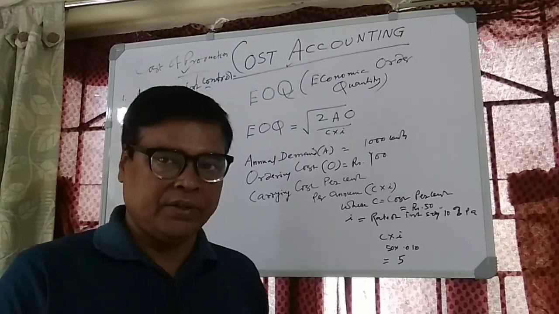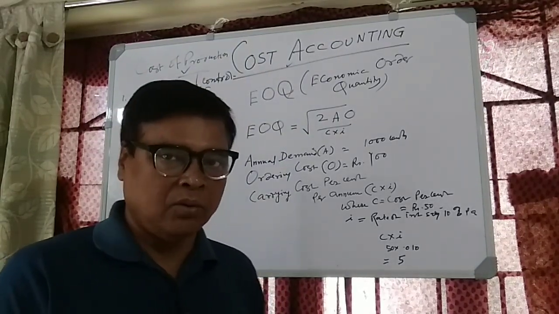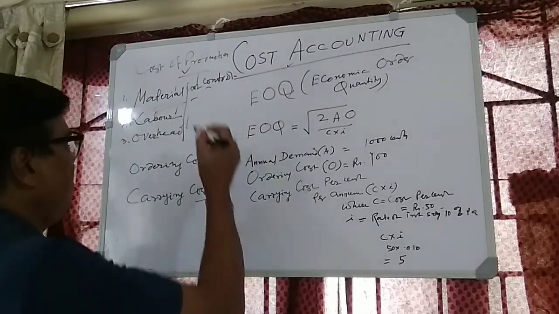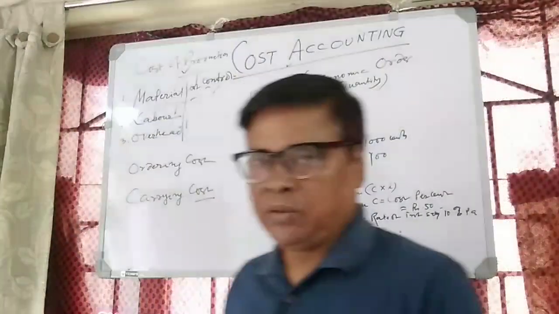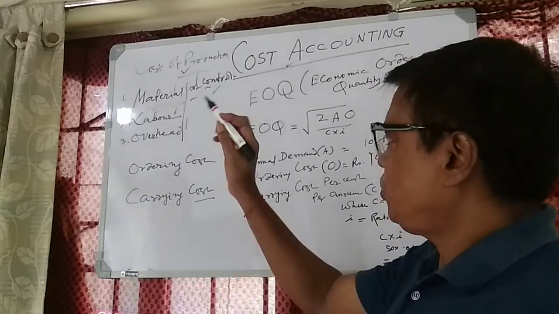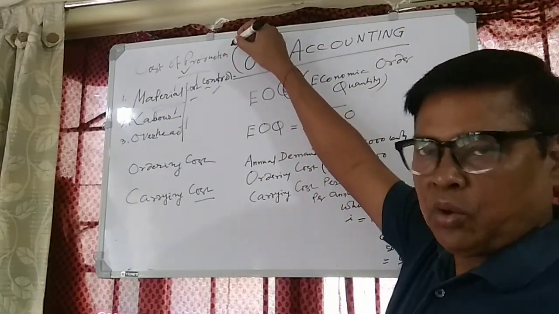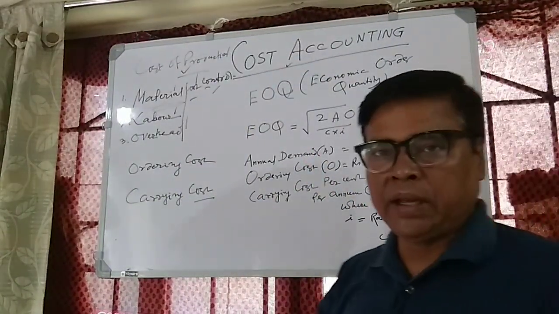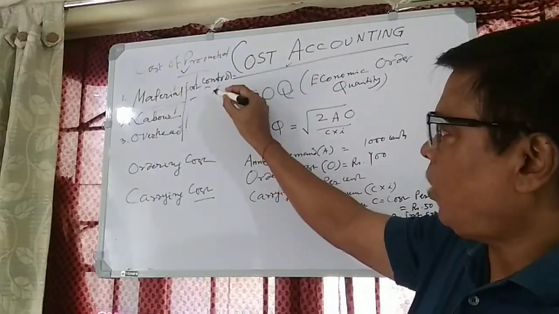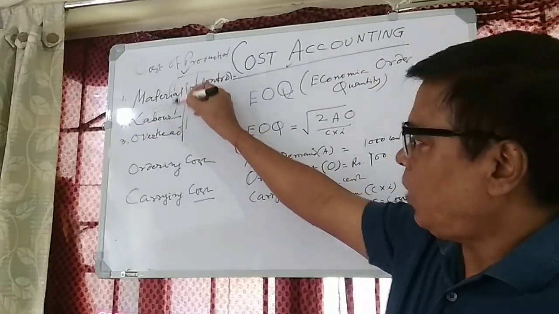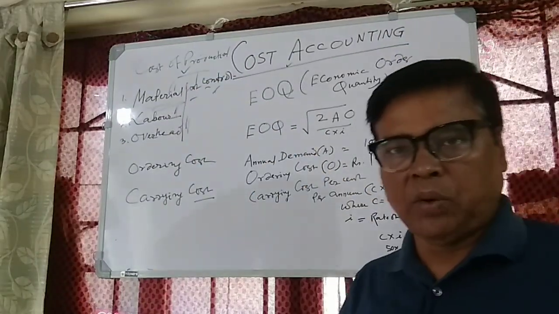Today we will be discussing, under cost accounting, material cost control. Before discussing material cost control, we should understand that the cost of production we calculate in an organization has three components. One is material, one is labor and one is overhead.